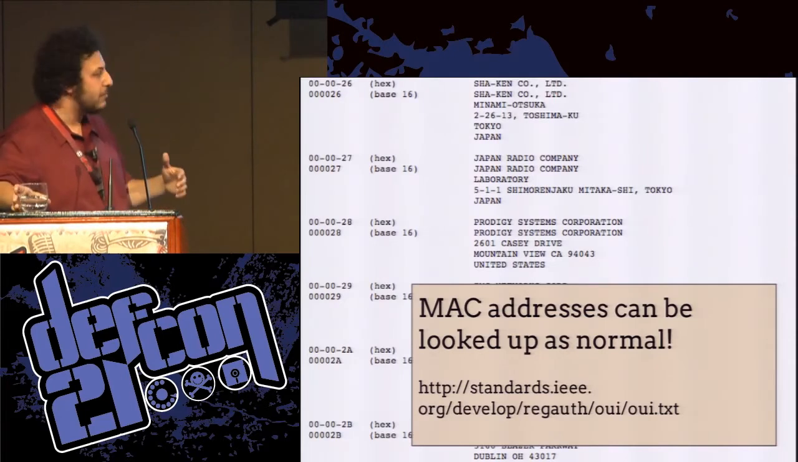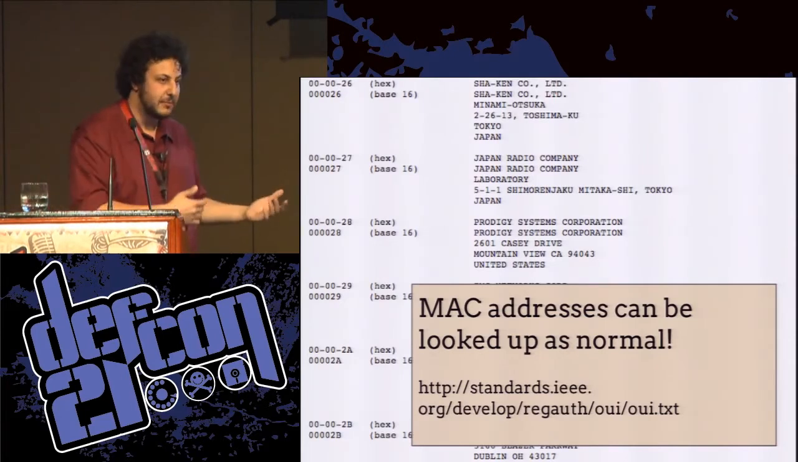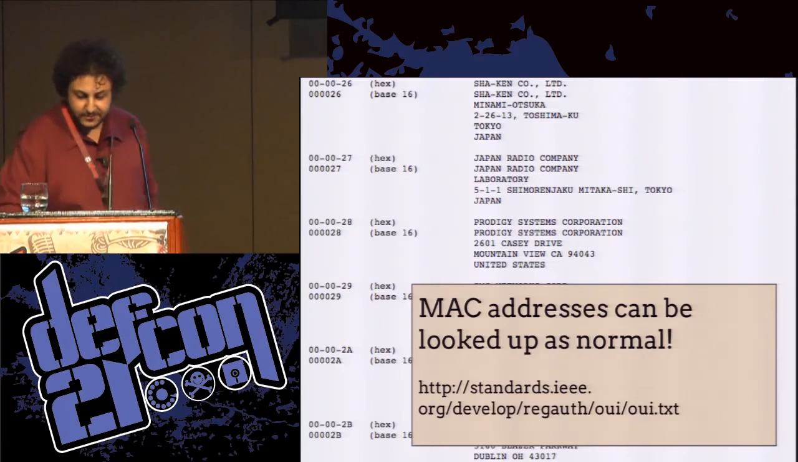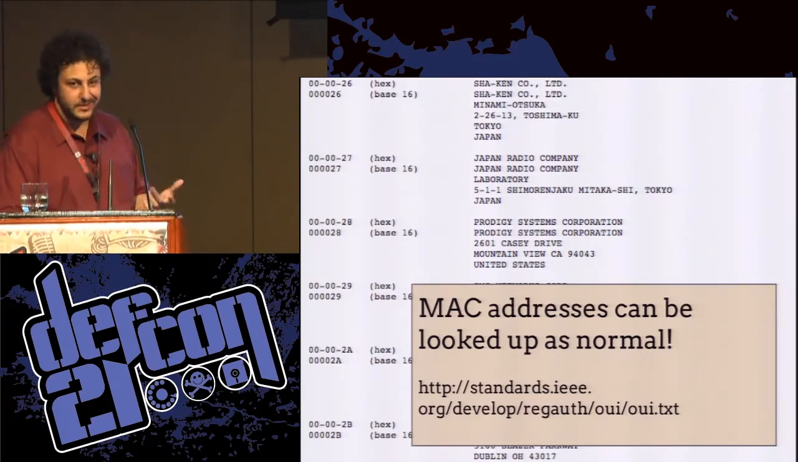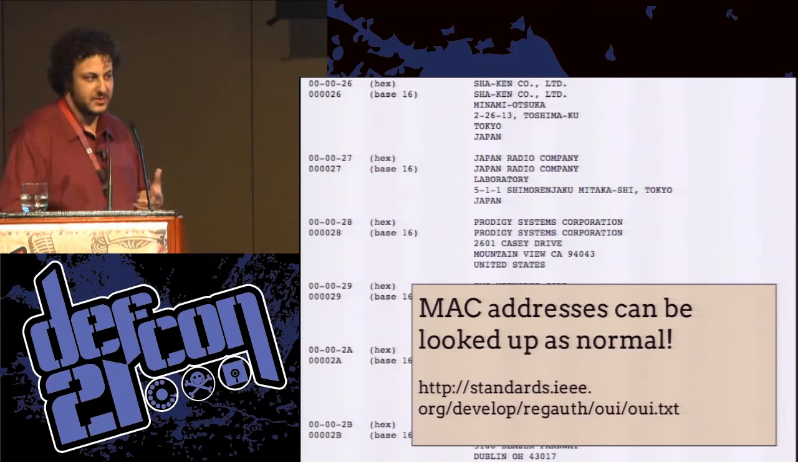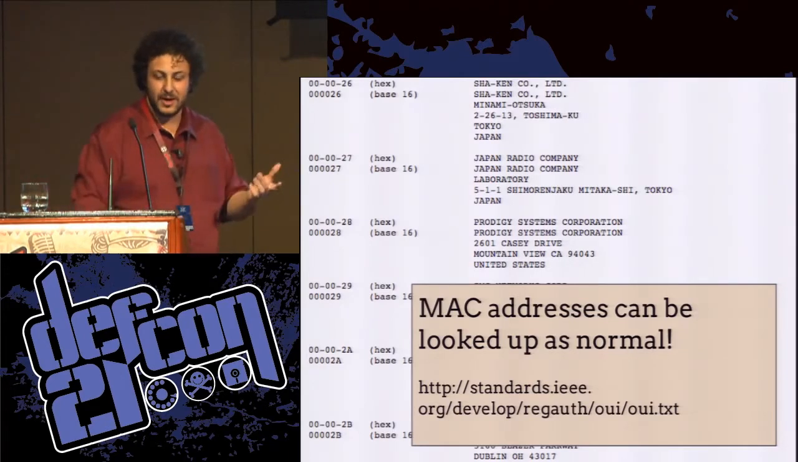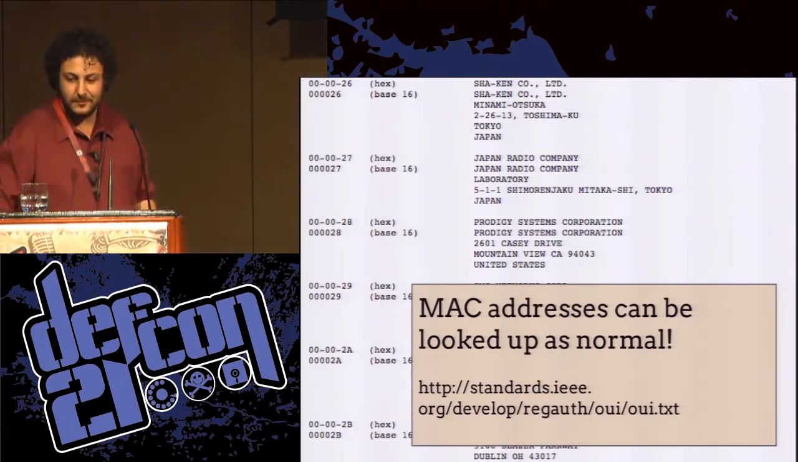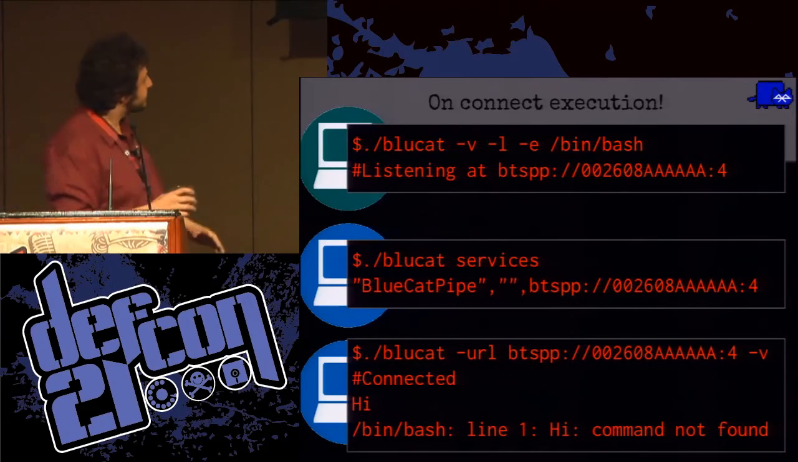Just a side note, you can look up MAC addresses the same way you'd look up MAC addresses on network adapters. It gives you more information, but nothing really aligns properly. It doesn't say Apple Incorporated like it would with the network MAC, so it doesn't tell you a lot of information.